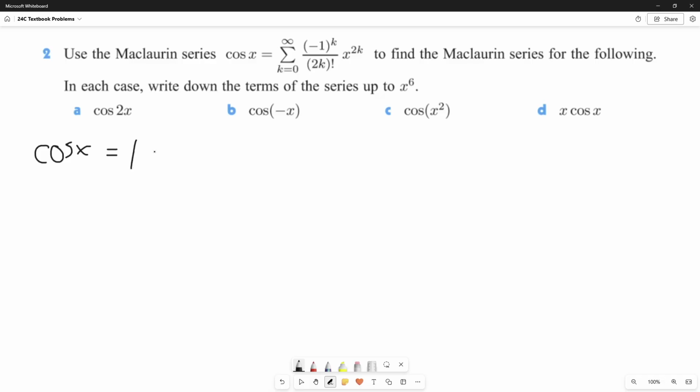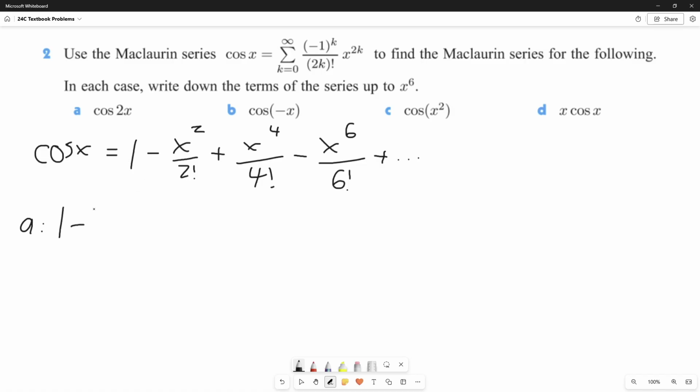So it's going to be 1 minus x squared over 2 factorial plus x to the 4th over 4 factorial minus x to the 6th over 6 factorial, and so on. So for a, cosine 2x, you just replace x with 2x. So 1 minus 4x squared over 2, and that is just 2x squared, plus 16x to the 4th over 24, and that is 2 over 3. You can simplify it to that.